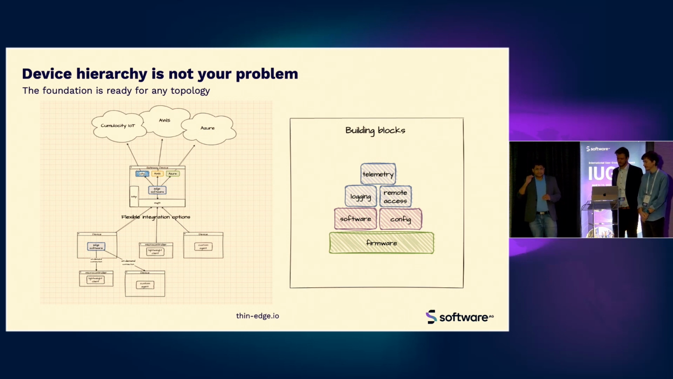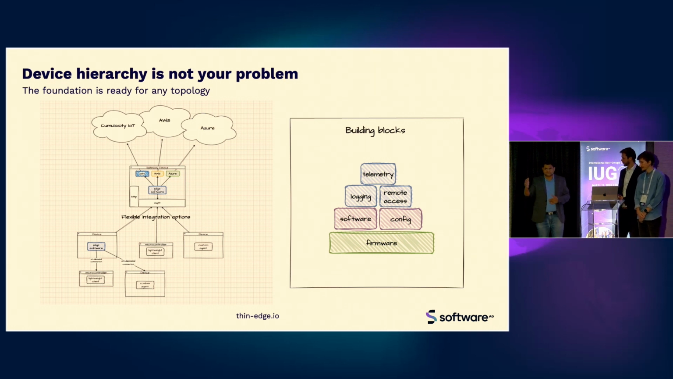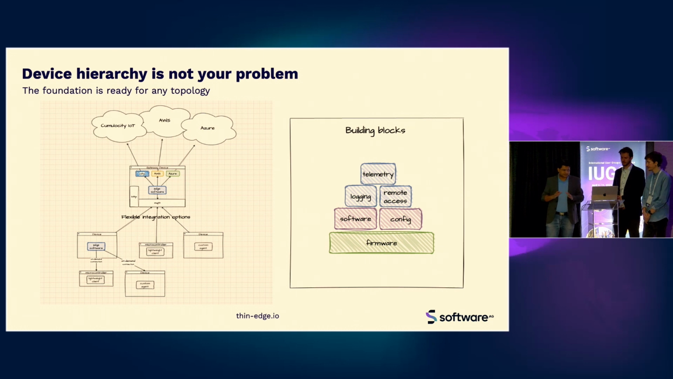Also, the way your leaf devices or your child devices interact with your parent can differ, right? You can have HTTP protocol-based communication, or there might be authentication required for your child devices with the parent device. All that is managed, and you get a full end-to-end capability around that. ThinEdge is purpose-built to handle these device hierarchy use cases.